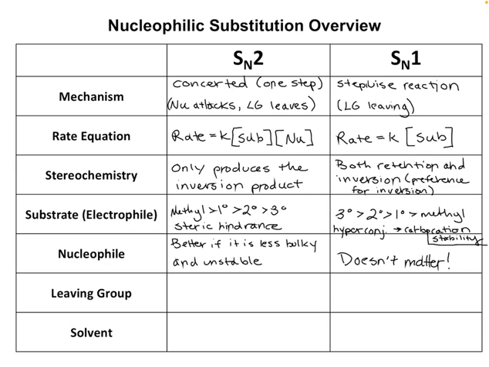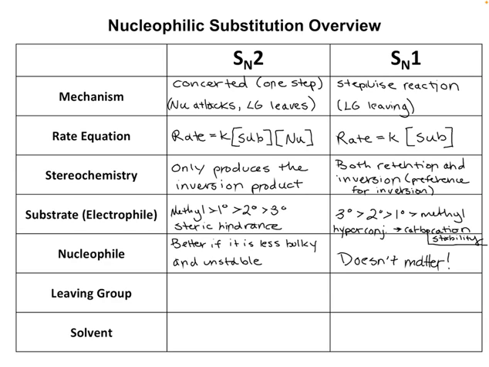We want that carbocation stability for the intermediate. And then we went over the role of the nucleophile, and we said it's better if the nucleophile is less bulky and unstable for SN2. But for SN1, it doesn't really matter what the nucleophile looks like because it's not part of the rate determining step. So now let's talk about the leaving group.